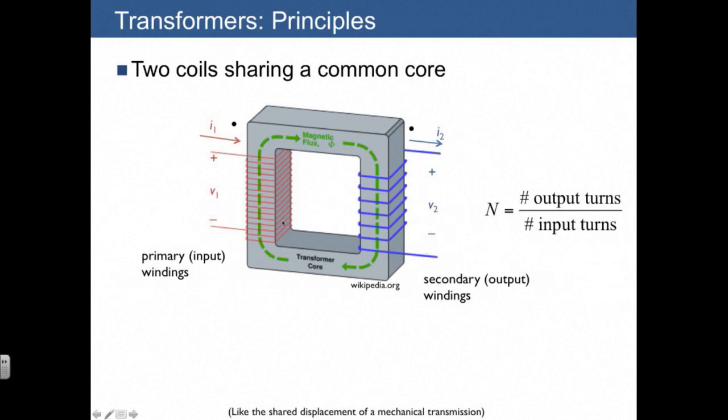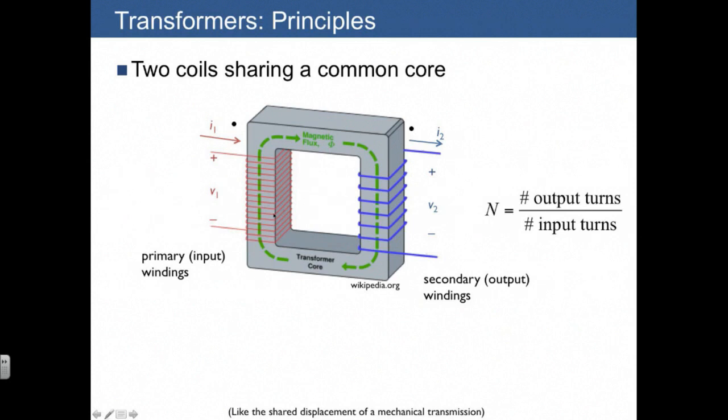And a transformer consists of a ferromagnetic material, such as shown here, called a core, and two sets of windings where a wire is wound in a coil around two different sides of the system. One side is called the primary or input winding, and the other is the secondary or output winding. We've defined a voltage drop across the primary winding as well as a current going in, and a voltage drop across the secondary winding and a current coming out.